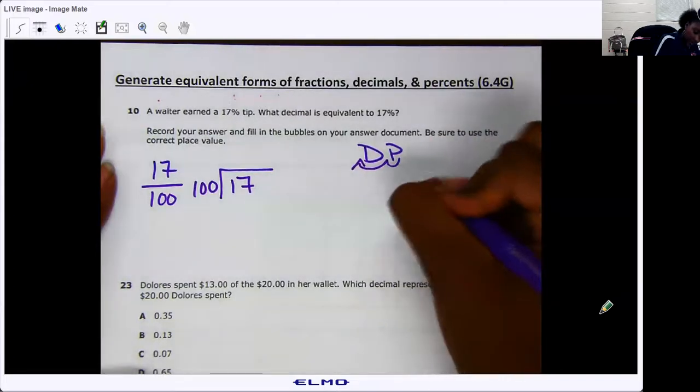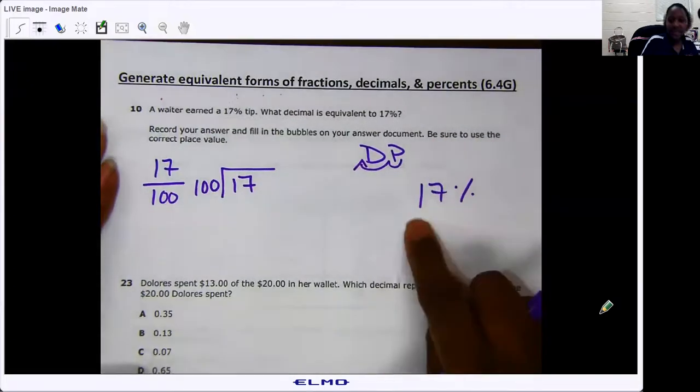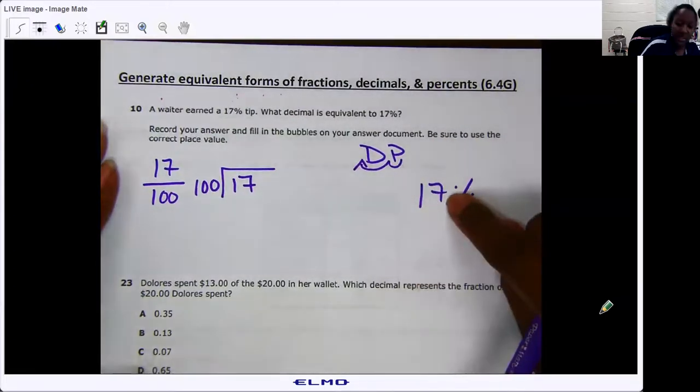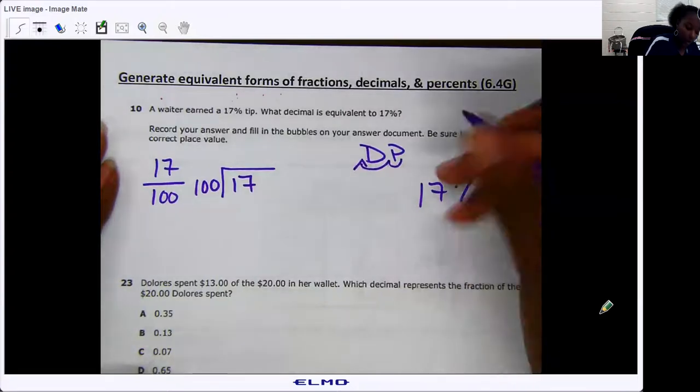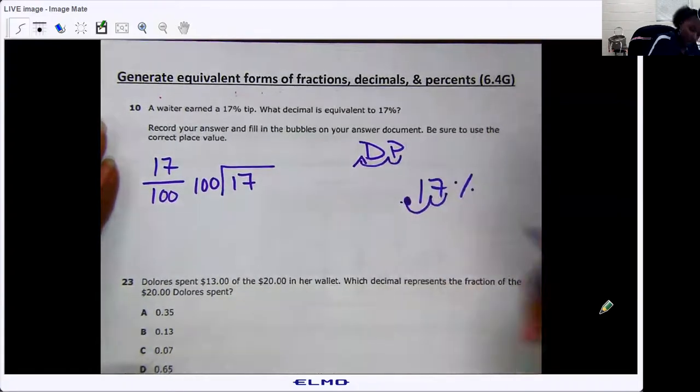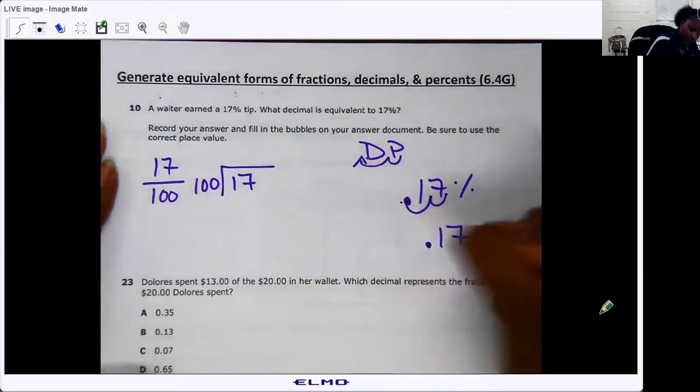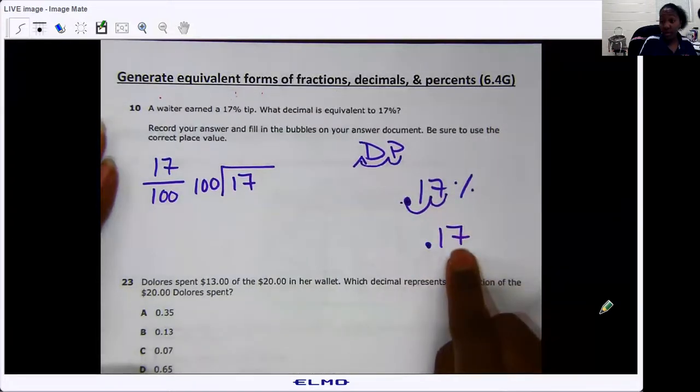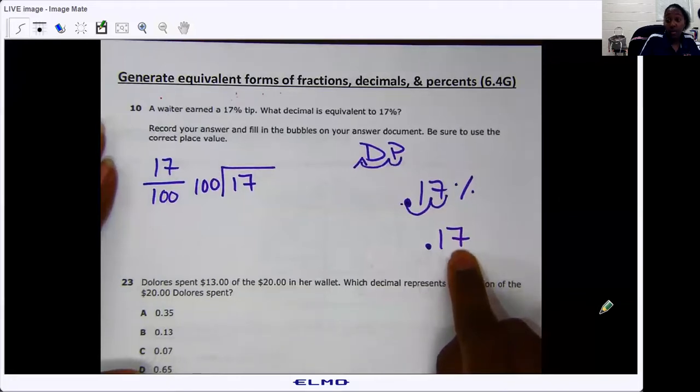So here's my percent. Since it's a whole number, my decimal is at the back. So I would start at the back, 1, 2. So my decimal equivalent would be 17 hundredths, which makes sense because the 7 is in the hundredth position and a percent is out of 100.